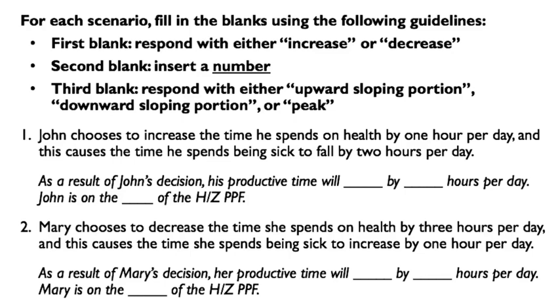Scenario number two is now assume we're thinking about a woman named Mary, and Mary chooses to decrease the time she spends on health by 3 hours per day. And this causes the time she spends being sick to increase by 1 hour per day. So again, for Mary, will her productive time increase or decrease, and by how much? And then what portion of the PPF is she on?